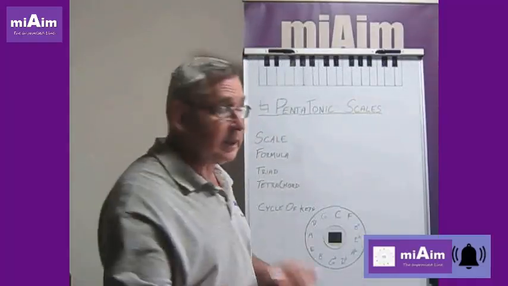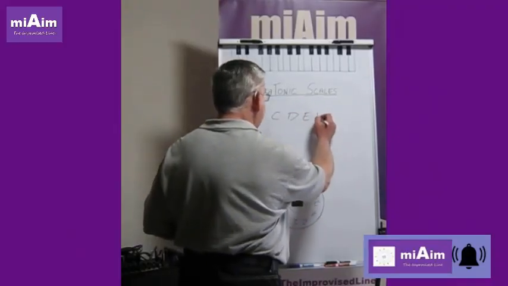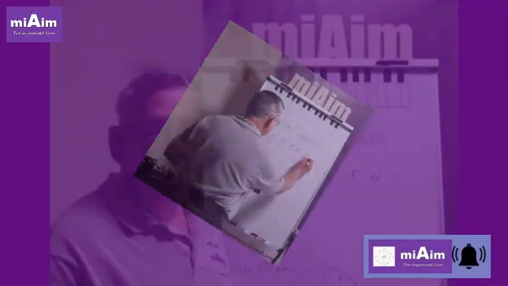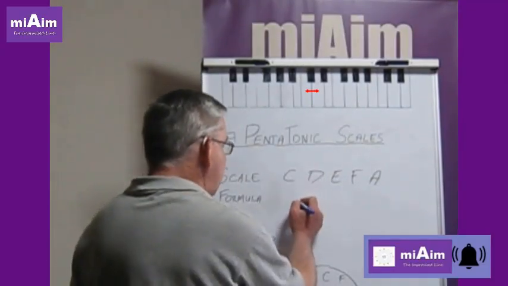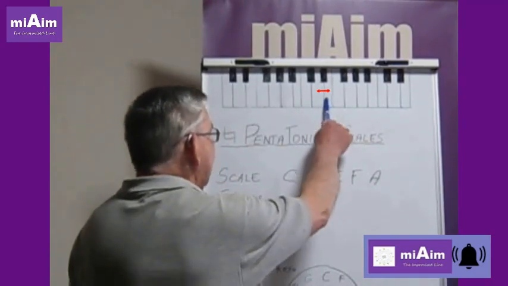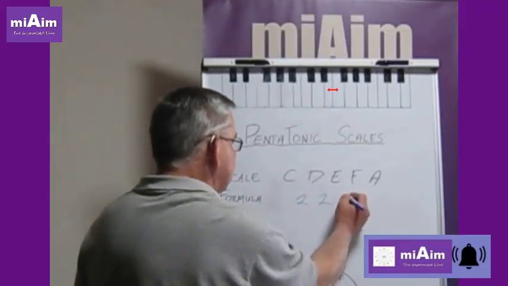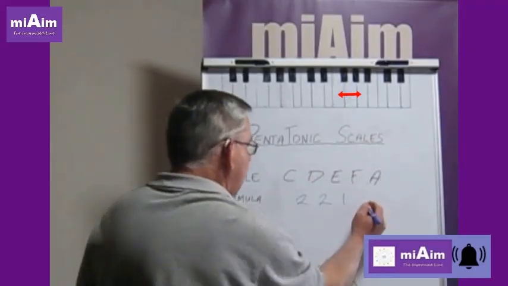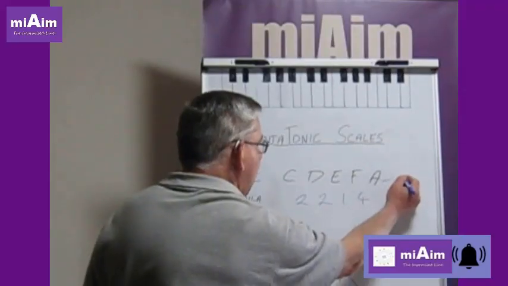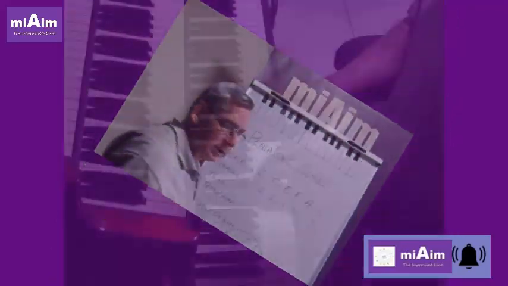It goes like this: C, D, E, F and A. When we look at the formula, C to D is the whole tone, D to E is the whole tone, E to F is a semitone, F to A is 4 semitones, and then back to C is a minor third, 3 semitones.